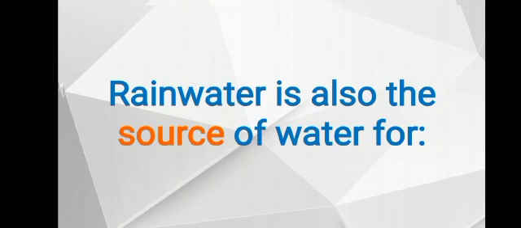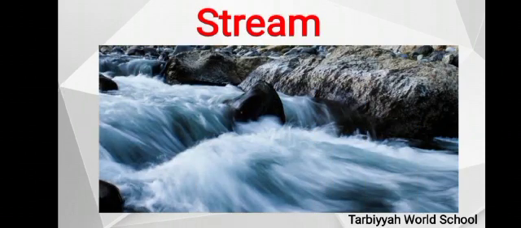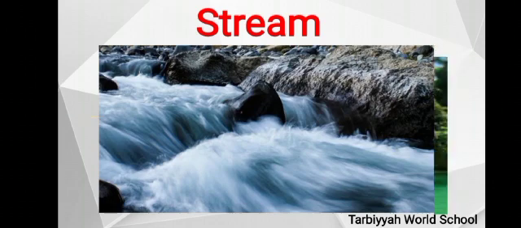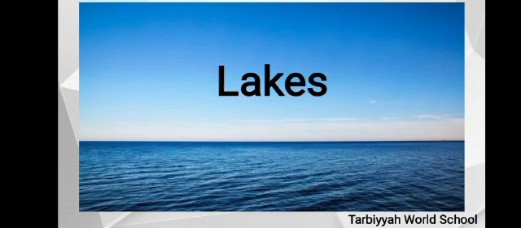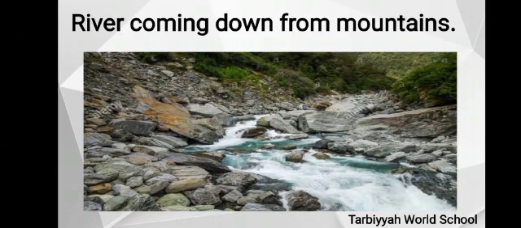Okay? For streams, rivers, lakes. It also falls on the ground and goes deep into the soil. See, rivers come down from mountains. The snow on the mountains melts in the summer. This water flows into streams and rivers.